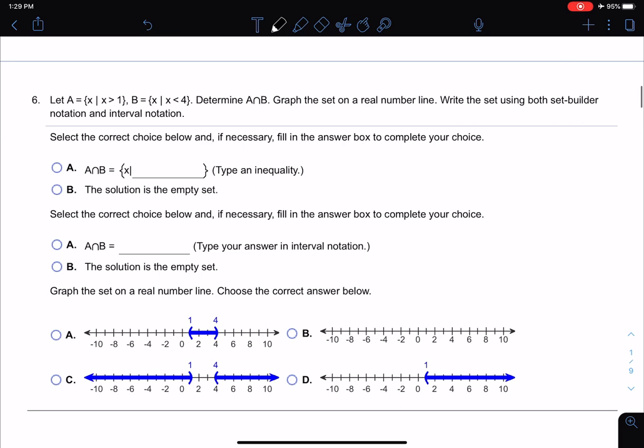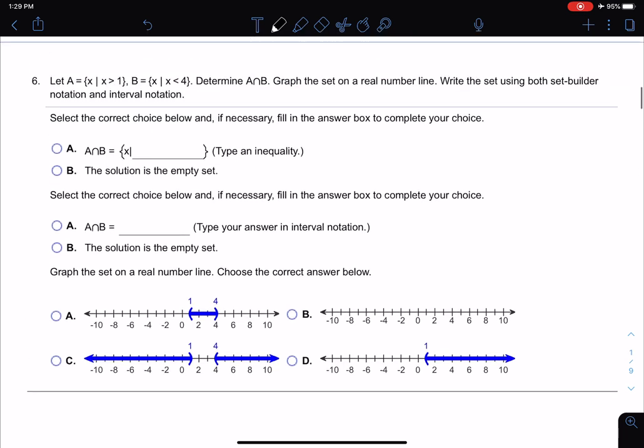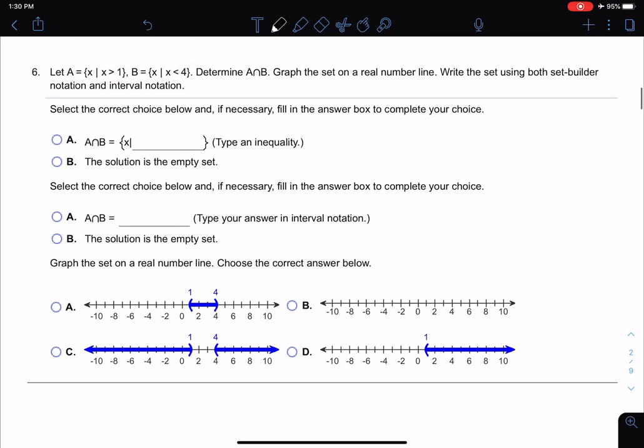Number 6. Now what we'd like to do is take this idea of union and intersection and apply it towards these graphs on a number line. So now our set is this set right here, and I think I'm going to use some color. Good, I have some space down here. I'll make this my red set, and that is set A.